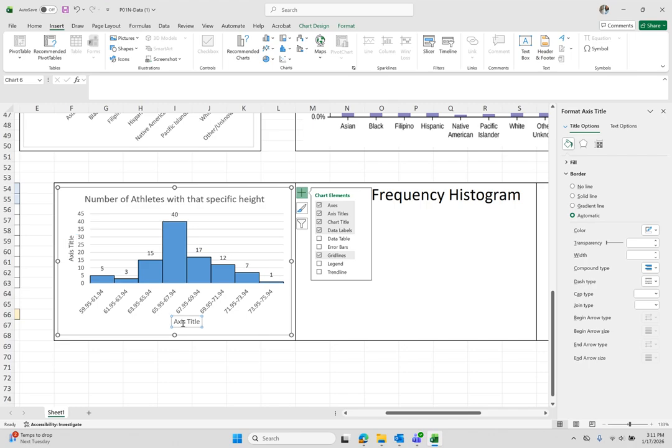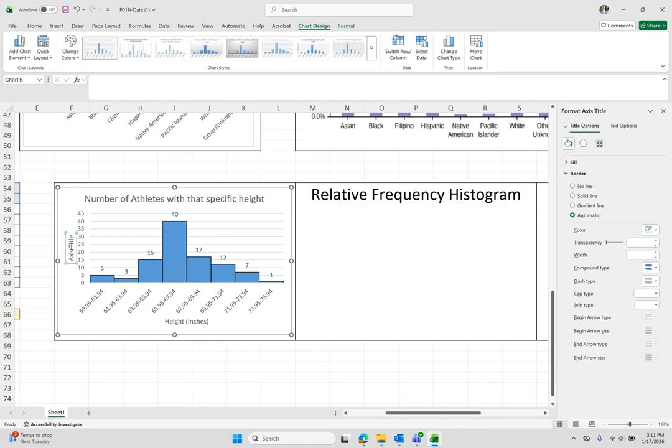What is the X, the horizontal axis? The horizontal axis is the height in inches. So you have to describe the variable and also describe the units. The vertical is the frequency, but we are not going to write frequency because when we are presenting statistics, we want to present in plain English.